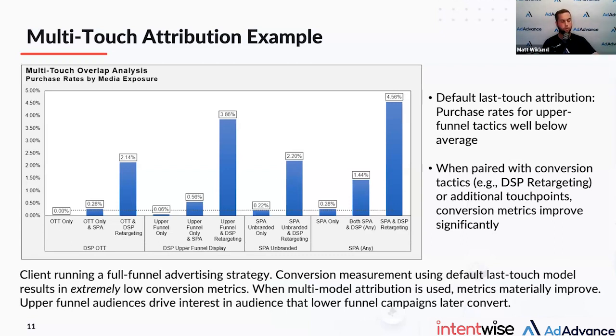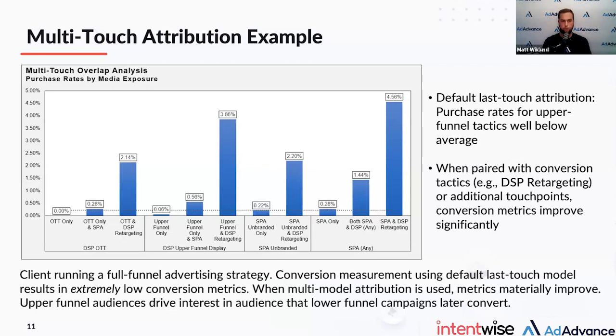So if we look at DSP display upper funnel only, 0.06, when they're exposed to sponsored ads with that, 0.56, well above average, up to 4%. Even sponsored ads, unbranded keywords, and product targets convert at a much lower rate than when they've been exposed to multiple media types, DSP retargeting.